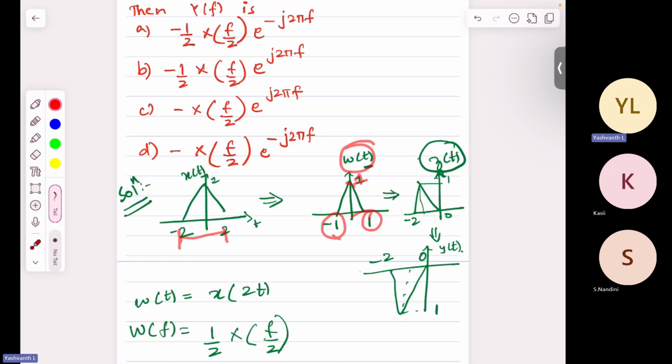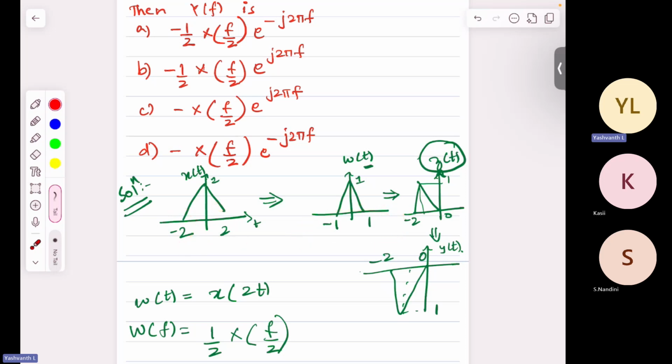Call that as w of t. Basically this signal became a compressed version in time domain because it's only from -1 to +1, not -2 to 2. In fact, you have compressed by a factor of 2. That is, if you compress by a factor of 2, you get from -2 to +2 will become -1 to +1.